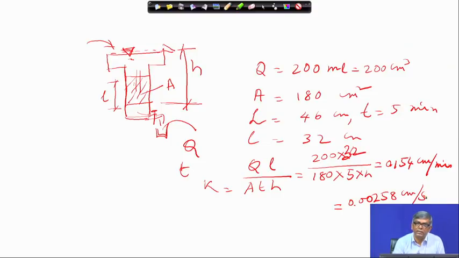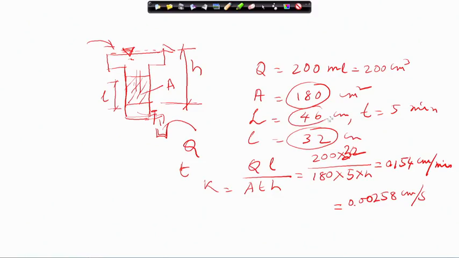So, this is the thing asked. That means, given a constant head permeability test, the quantity collected over 5 minutes was 200 ml, and the test was conducted on a sample whose cross section area is 180 centimeter square, and length of the sample was 32 centimeter, and the head difference because of which flow is taking place was 46. All those things are given, I have just substituted and got the value of k.